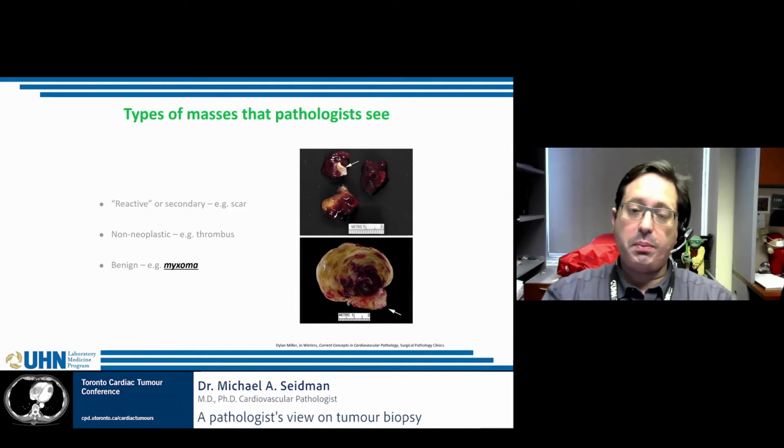And this is actually the gross picture of a myxoma. The small little pieces show how bloody these things are and how much they can look like thrombus. And in fact, the cut section even shows hemorrhagic change in the center of the tumor, the arrow pointing out the little stalk attached to the myocardium.